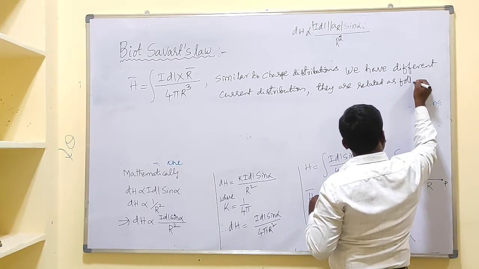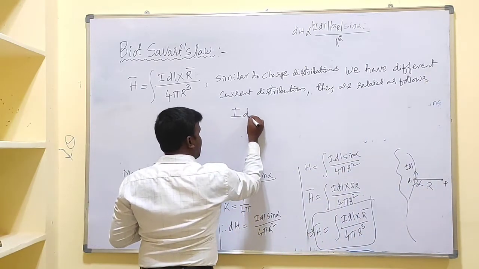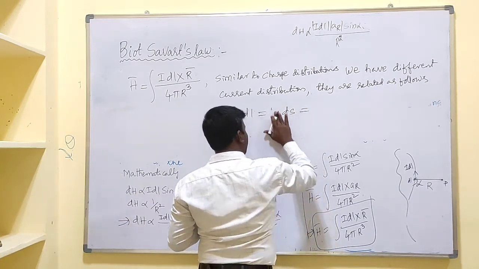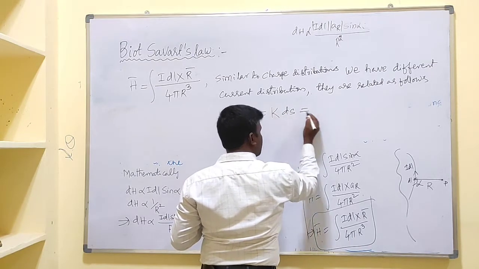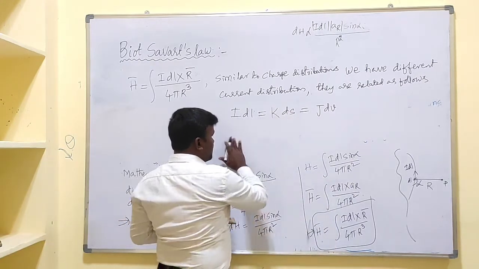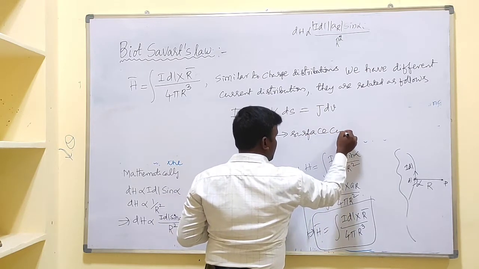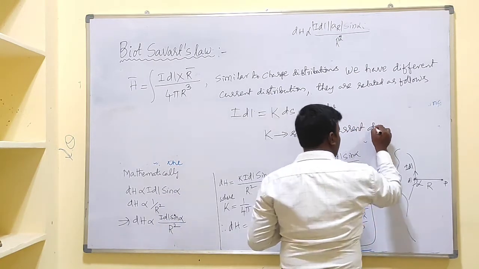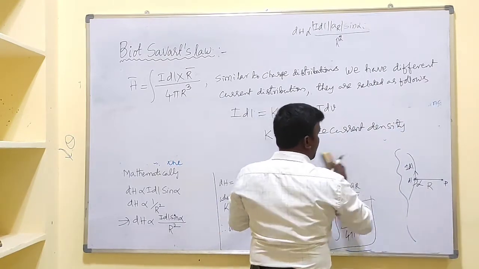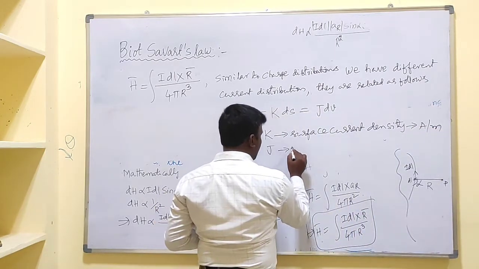I dl is equal to K dS is equal to J dV, where K is known as the surface current density. The unit of surface current density is defined as amps per meter, whereas J is the volume current density.